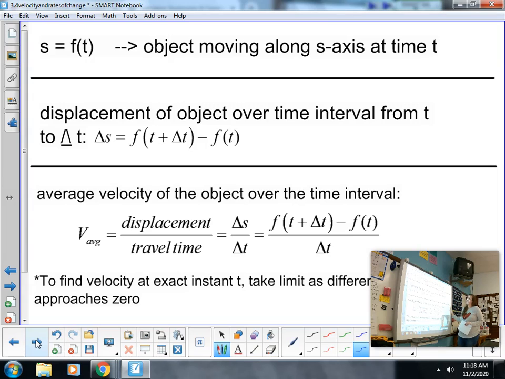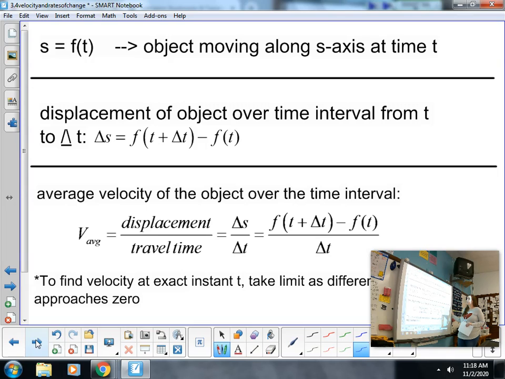So here's a couple other important things to know about this. S is going to be your function for f. That's your object moving along your s-axis at time t. S we do use as position. They don't use P because P typically stands for something else in calculus. So S, when you see that S, that stands for position.